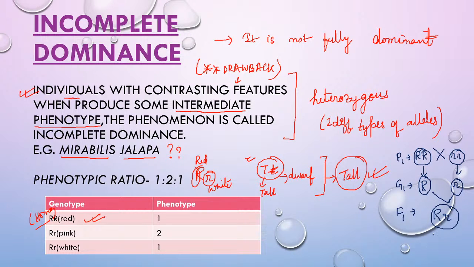Now, if it were a Mendelian cross, we would say that the flower color would be red, even in the heterozygous condition.